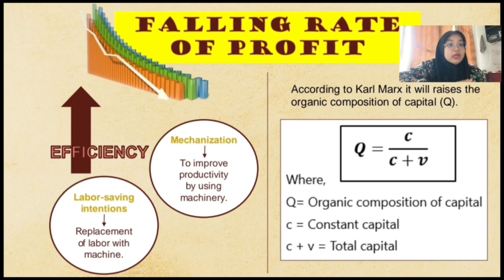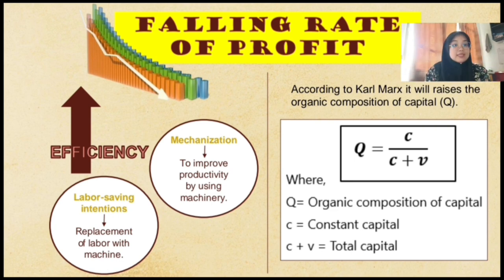Next, I will explain the falling rate of profit. According to Marx, the rate of profit received by capitalists, in the equation that my groupmate presented before, will tend to fall over the long run. The reason is the drive toward increasing efficiency through mechanization and labor-saving innovation. Mechanization means improving productivity by using machinery, while labor-saving innovation means labor is replaced with machines. This raises the organic composition of capital.